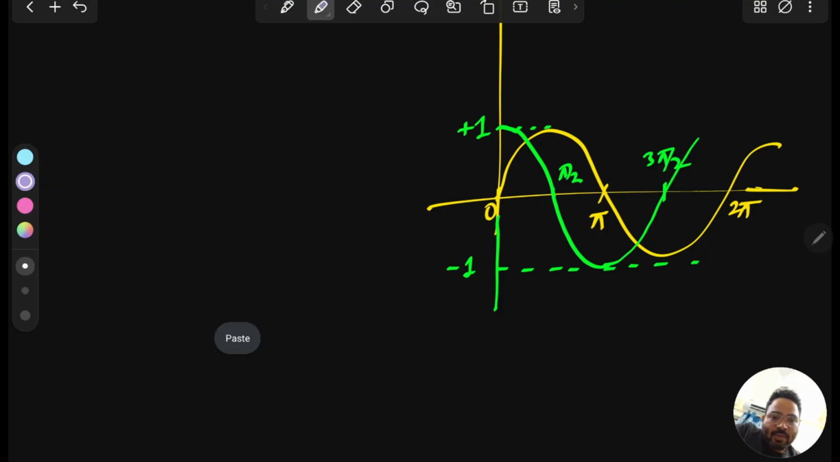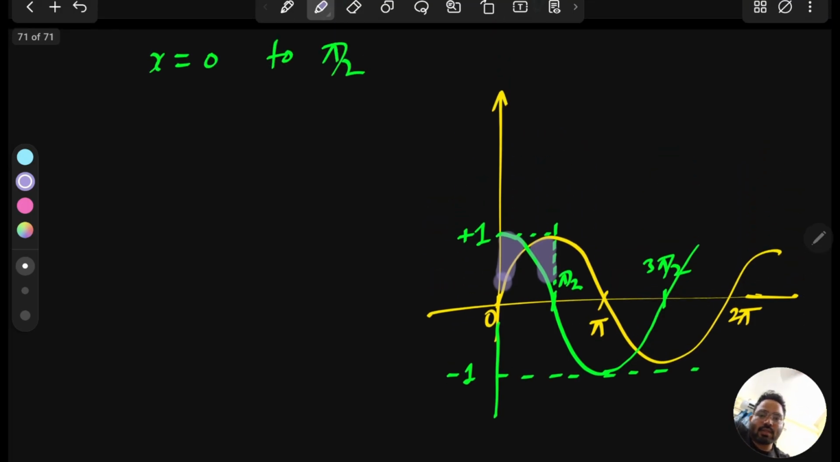This is the task, bounded by both of the curves. See, this is the region from 0 to pi by 2, and after this, you have to think this is the pi by 2, so from here to here only. This is the region which we have to cover in this question.